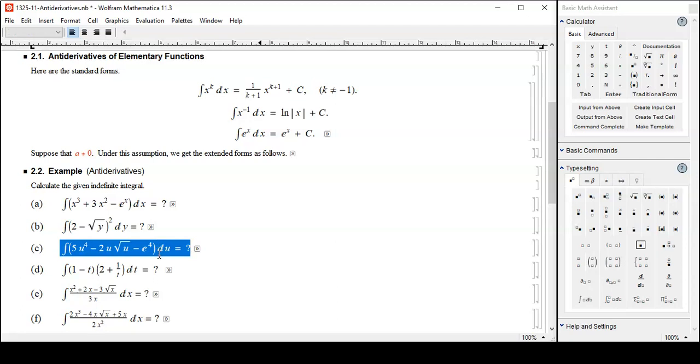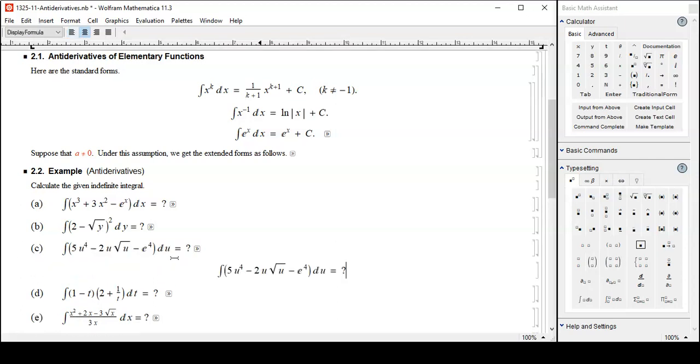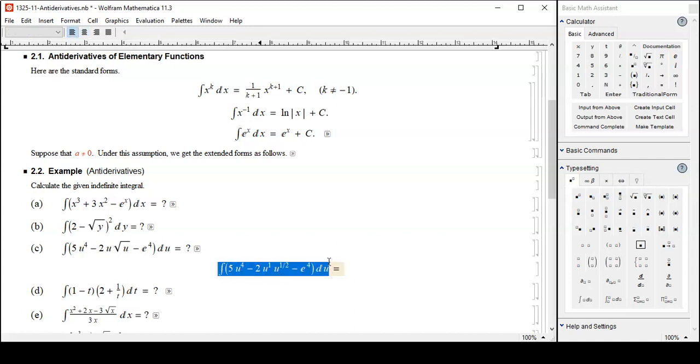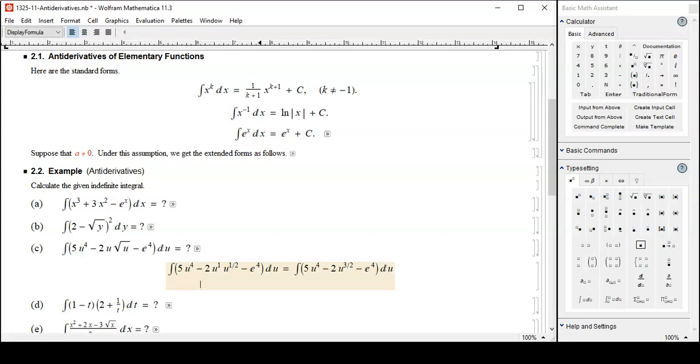How about this? Well, let's see, u to the 4th power, this one here, first power, and then this can be rewritten as u to the 1/2 power, and therefore it can be simplified as u to the what power? It's going to be 3/2 power, 1 plus 1/2. And that's the simplification of this integral. And we'll have to do the antiderivative computation in the next step.